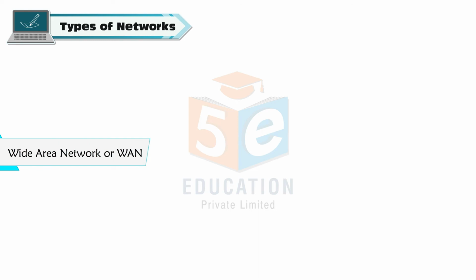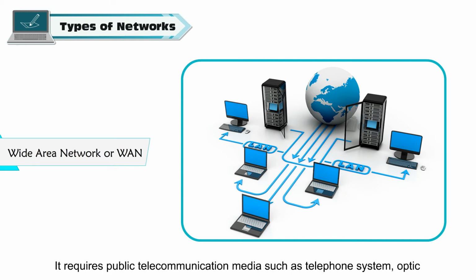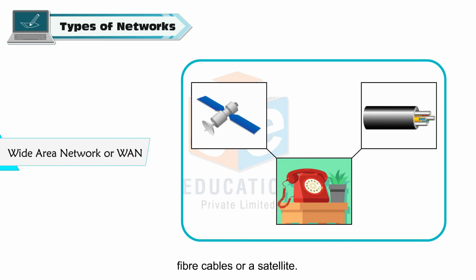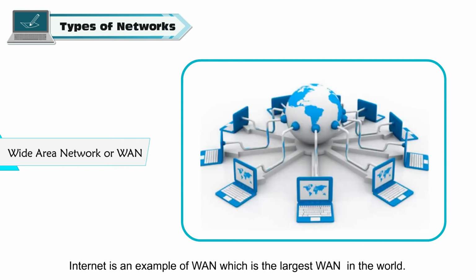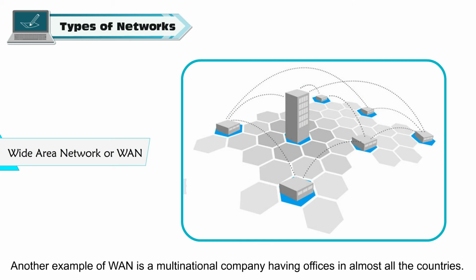Wide Area Network or WAN. A WAN spans over a large geographical area, often a country or a continent. It requires public telecommunication media such as telephone system, optic fiber cables, or a satellite. Internet is an example of WAN, which is the largest WAN in the world. Another example of WAN is a multinational company having offices in almost all the countries.